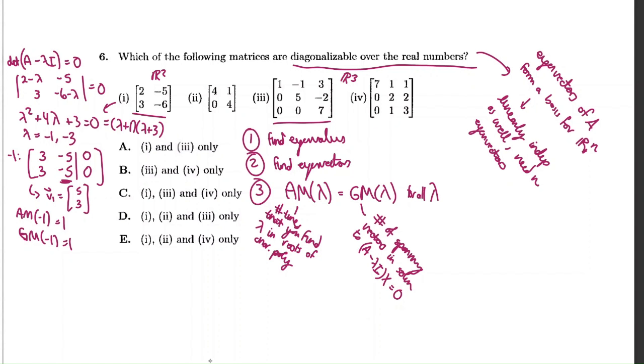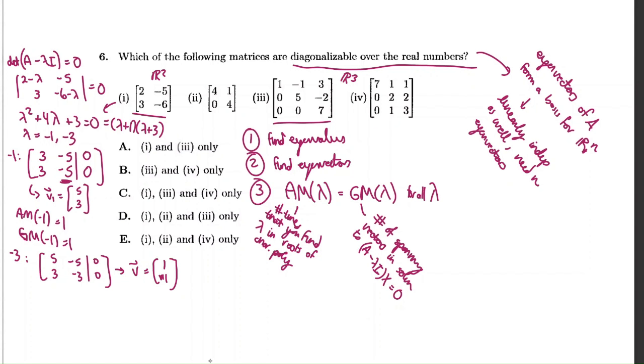And then for -3, I can do the exact same thing, and I'll get 2 minus -3 is 5, -5, 3, -3, 0, 0. And once again, I can find the eigenvector. It's going to be 1, -1. Wait, no, 1, 1.